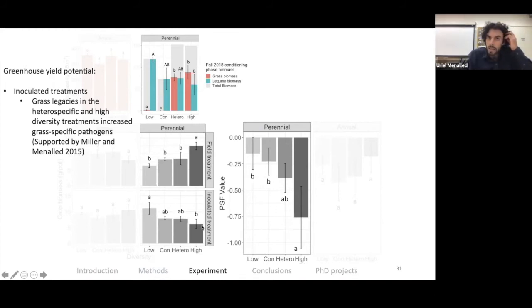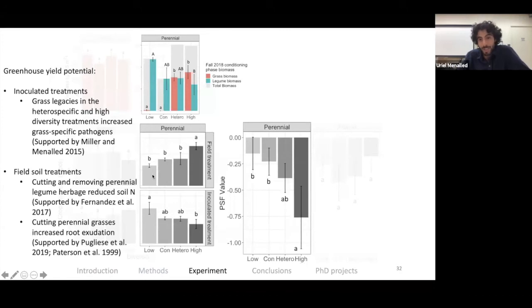So my interpretation of the decrease in crop yield potential with conditioning diversity is that the presence of a grass legacy right before we had sampled soils resulted in more pathogens in the hetero and high diversity treatments. And this is affirmed by my plant soil feedback study, which finds that there is a decrease in plant soil feedback value as a function of conditioning diversity, which is indicating that these microbes were having a greater net negative effect as a function of conditioning diversity.